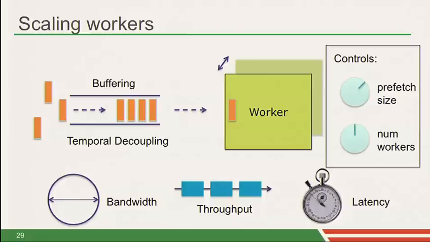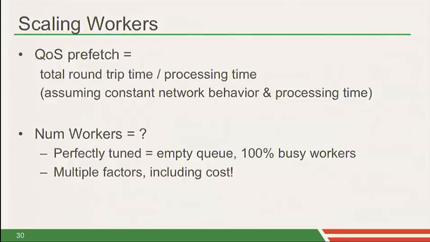The second control is how many workers are pulling on the queue. And between those two things, we can get this system balanced. So we can start thinking about how we scale our workers. There's a setting, and we're going to use AMQP and RabbitMQ, called quality of service prefetch, that we can use to tune how big our shovel is when we go get some messages. And roughly, in a constant state, we want to set that so that the total round trip time, how long it takes me to go over there, get the messages and come back, divided by the processing time of an individual message, is about how many we should get. And that would maximize how efficient we are in managing the bandwidth.